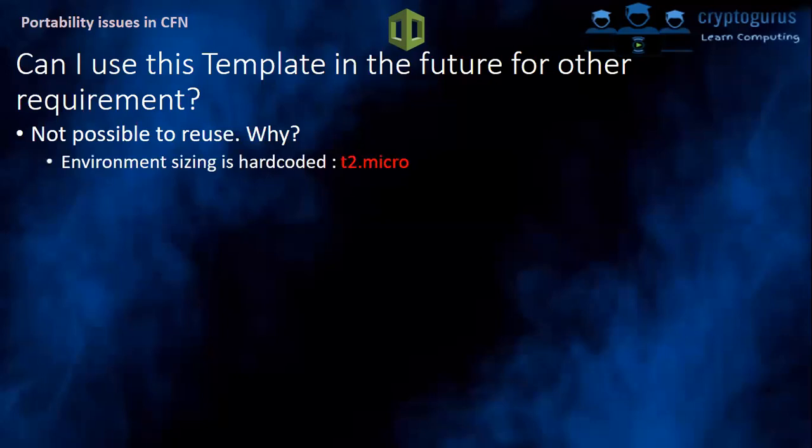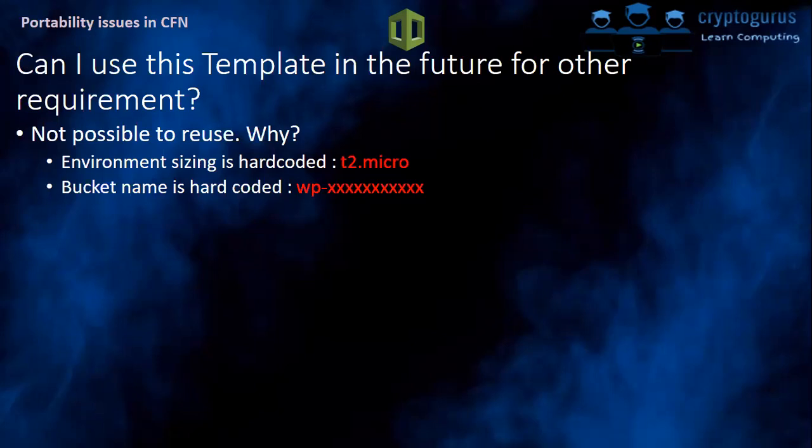What is the reason? The reason is that the environment size is hard coded. Suppose here we have specified the environment size, that is the t2.micro, and later on some other user wants to have a higher configured environment. In that case, you require to go to the template and change it manually, right? So that is one of the problems with this template.